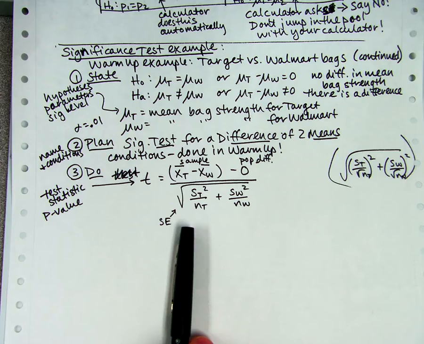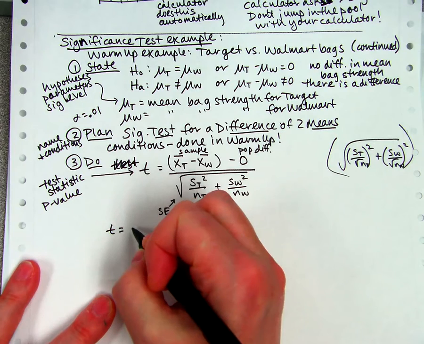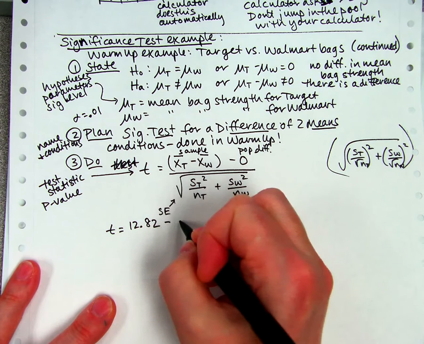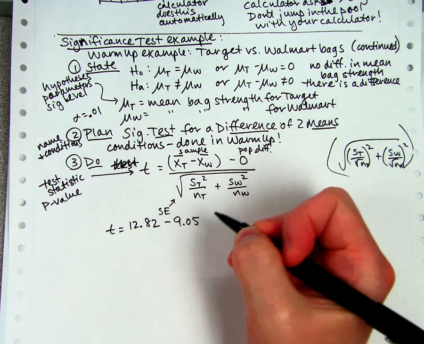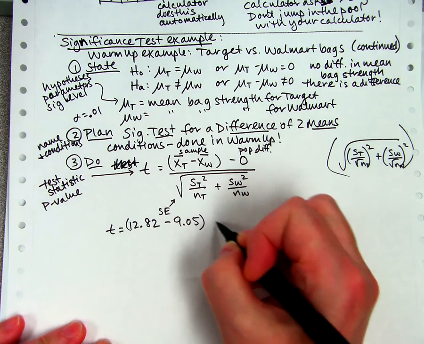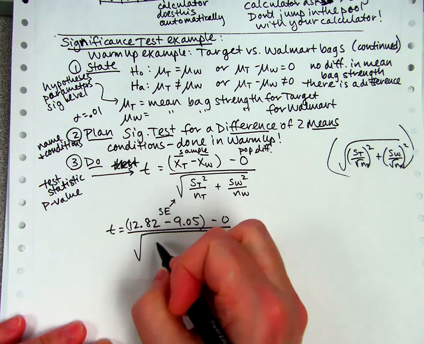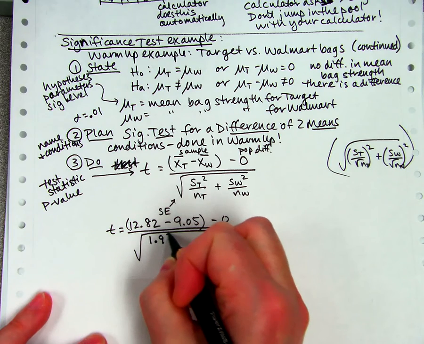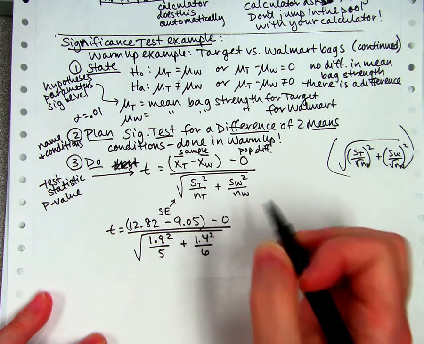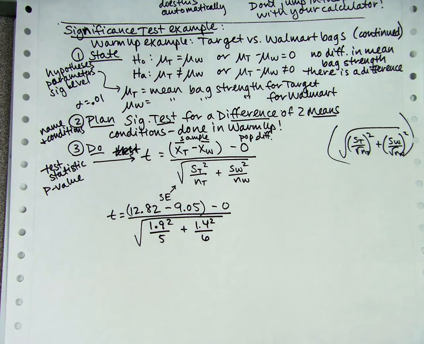All right, so then we're going to plug in the numbers from what we did in the warm-up. The mean x bar was 12.82 for Target, and for Walmart it was 9.05. I believe these are kilograms. Yep, kilograms of mass that they put in the bag before it broke. Minus 0, which you could skip writing if you wanted to. We also found our standard deviation in the warm-up, which was 1.9, and our sample size was very small, 1.4 squared over 6. We talked about all of those numbers in the warm-up, and I hope you didn't skip the warm-up because that would make it harder to do this, wouldn't it?